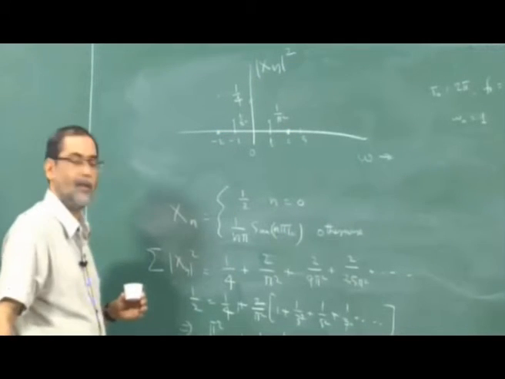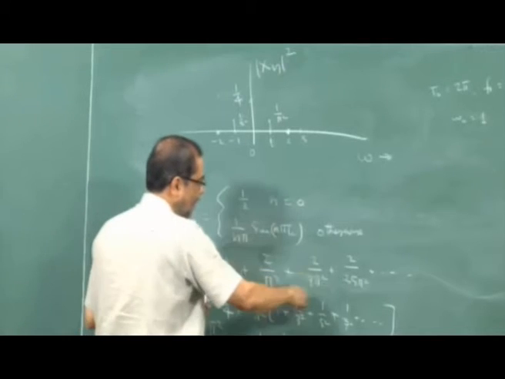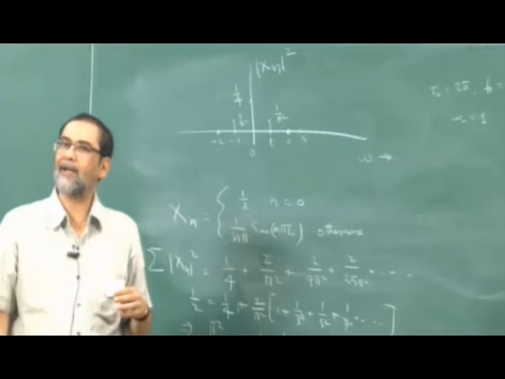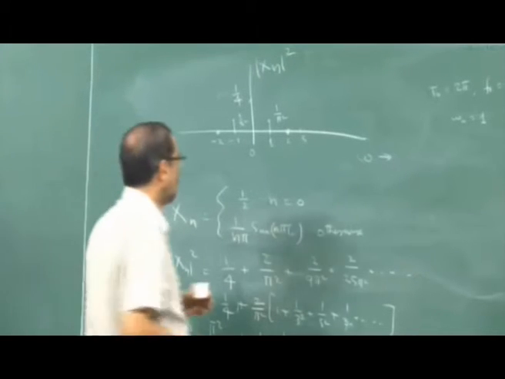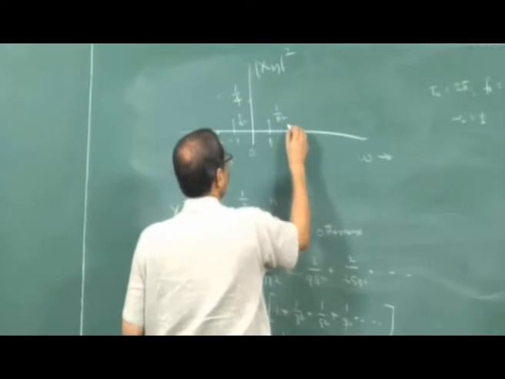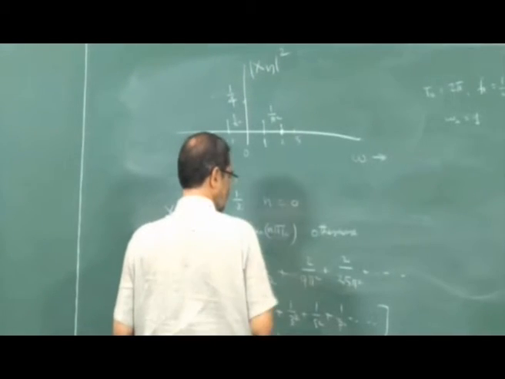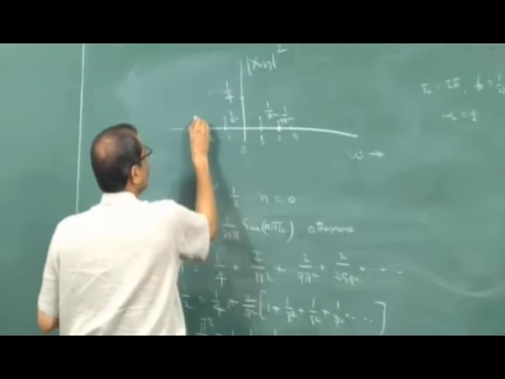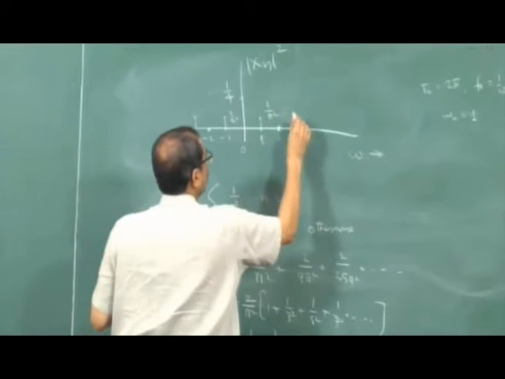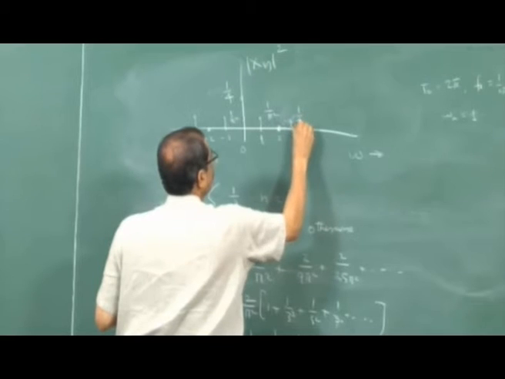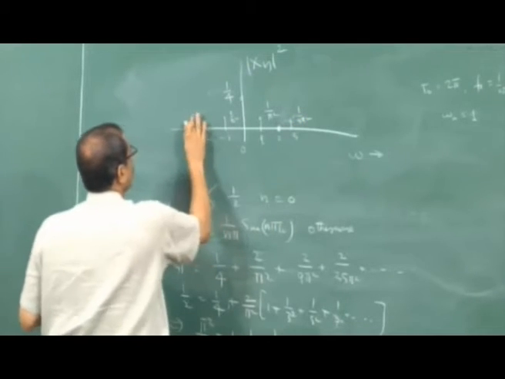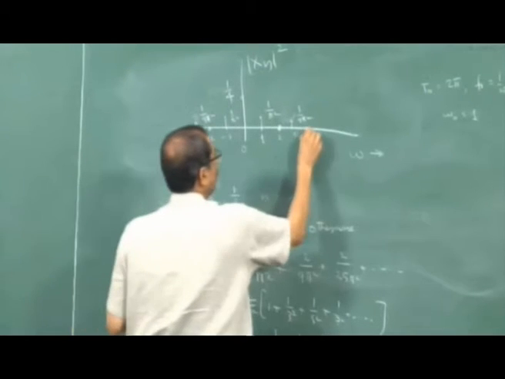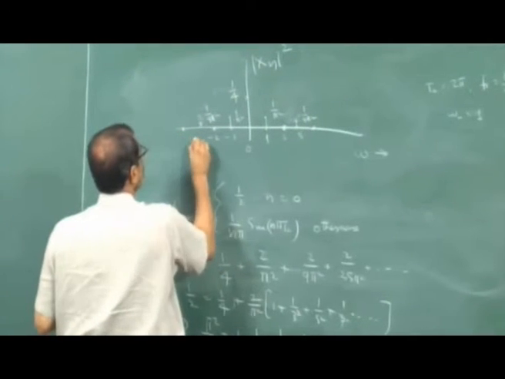N equal to 3 is 1 by 9 pi square. Pi square is 10, 1 by 90, which is 0.01, so 1/10 of this. So it is 1 by 9 pi square, and similarly at -3 it is 1 by 9 pi square, and so n equal to 4 is 0, -4 is 0, and so on.